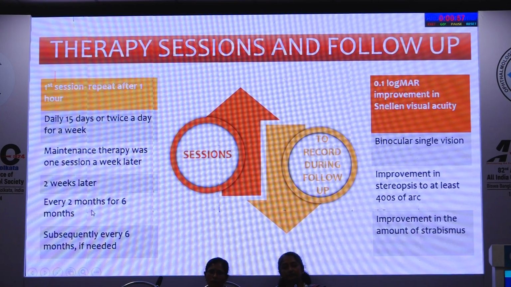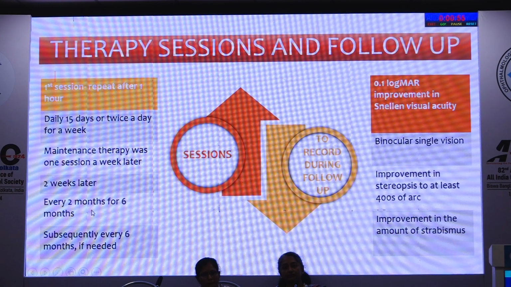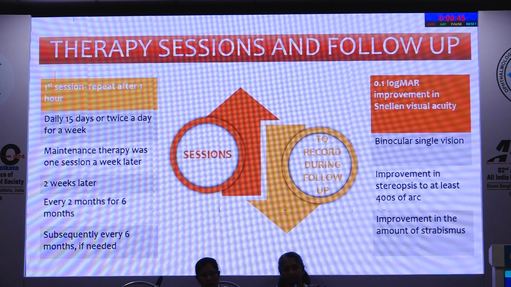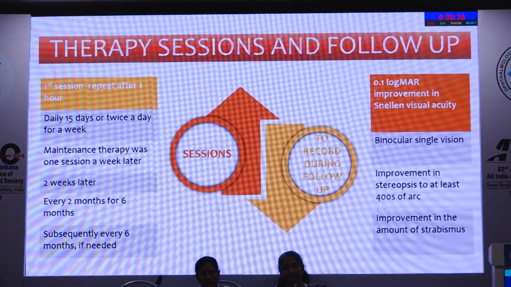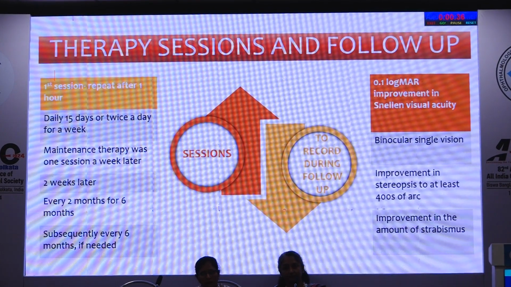So, the frequency: when the patient first comes for therapy, we give 1 session, ask them to take a break of 1 hour and give 1 more session. Following this, depending on the ease of the patient, either we give 1 session a day for 15 days, or if the patient is in a hurry, then we give twice a day for a week. Maintenance therapy requires 1 session a week later, then once every 2 months. Usually beyond 6 months it is not required, and the improvement that has been noted will remain.